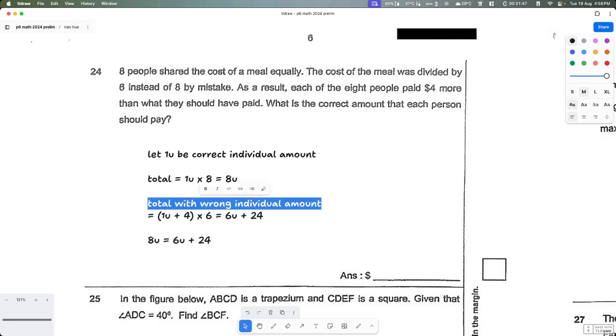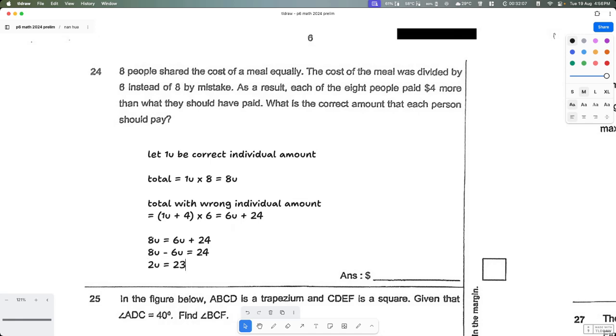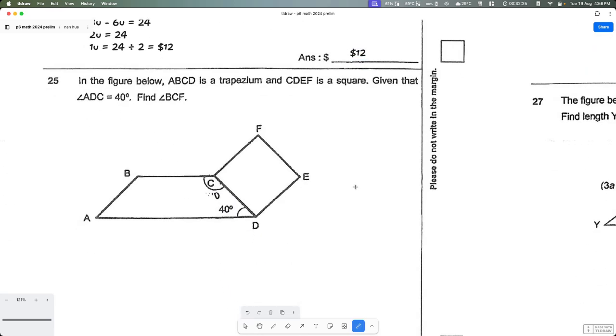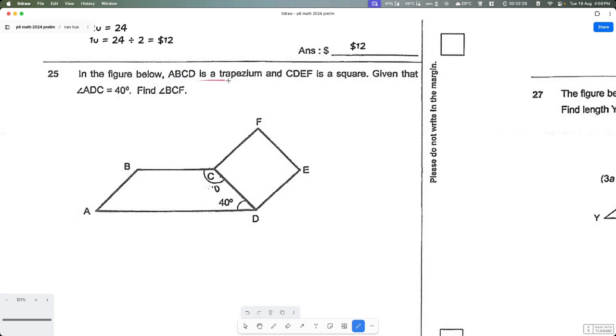Is there a better way for this? Okay, but either way, this is the correct way. So 8 units minus 6 units equal to 24, then 2 units equal to 24. So 1 unit is equal to 24 divided by 2, which is $12 in this case over here. Right, there you go. So that's the answer, $12. All right, let's move on to question 25. He says here in the figure below, ABCD is a trapezium.